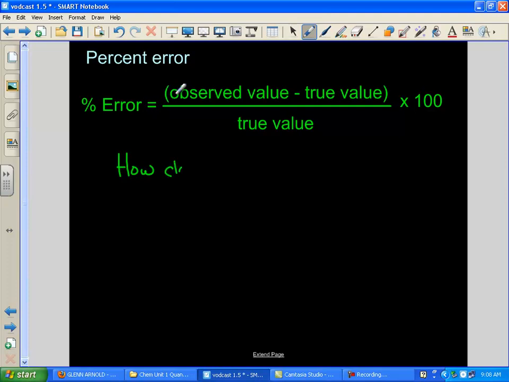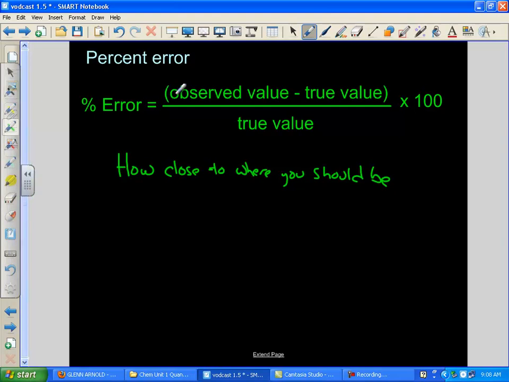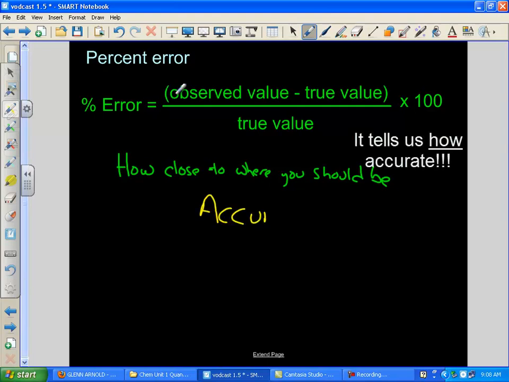So the formula says that the percent error is equal to the observed value, that's what you measure in the lab, minus the true value. The true value is the actual value of that thing. So like if we're measuring the density of gold, we know that the true value of the density is 19.3, but if we measure it in the lab to be 18.9, then the 18.9 is our observed value. So again, it all goes back to the idea of accuracy.